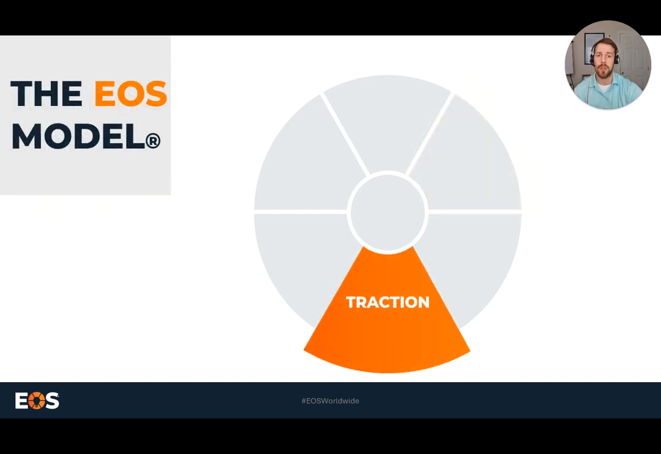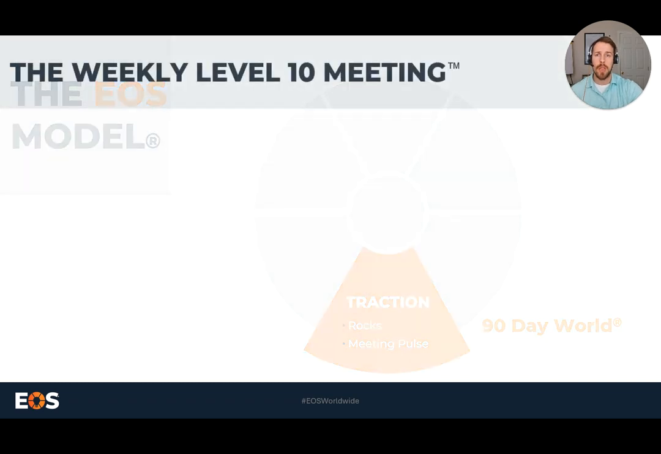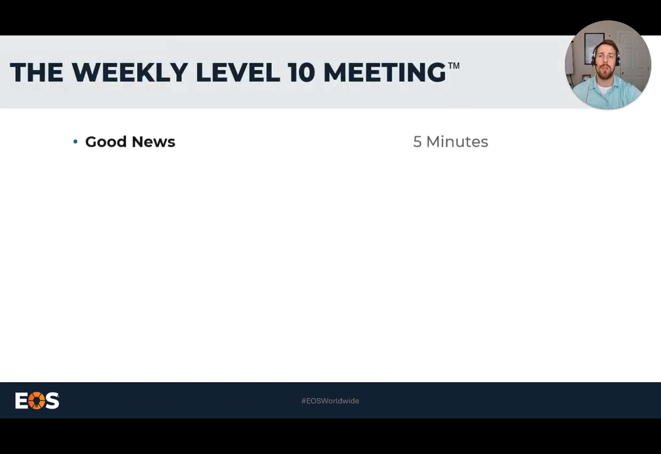The second place that it shows up is underneath traction. In the traction component, there's rocks and then there's a meeting pulse. And so that's the second discipline or tool, the meeting pulse, and we call it the Level 10 meeting. So here's kind of what it looks like. I'll go pretty quick. You start out with good news, and basically your leadership team, your core of leaders, get into a room and you share good news. This could also be within your department.